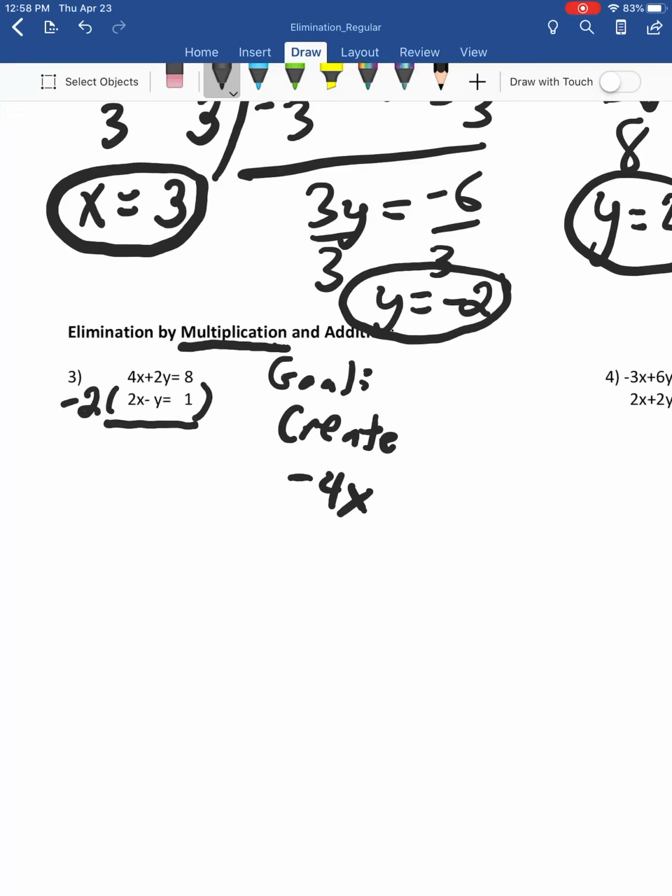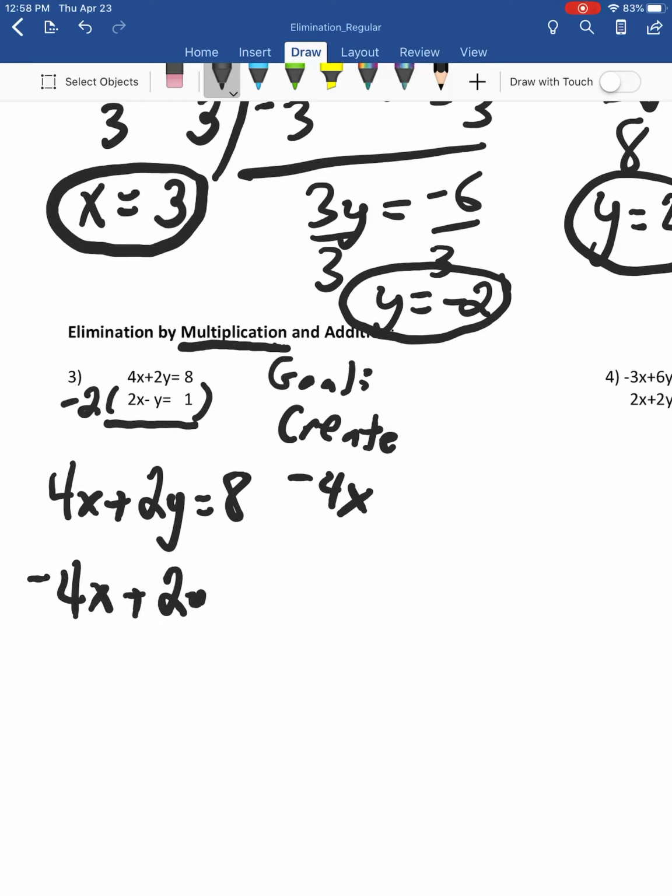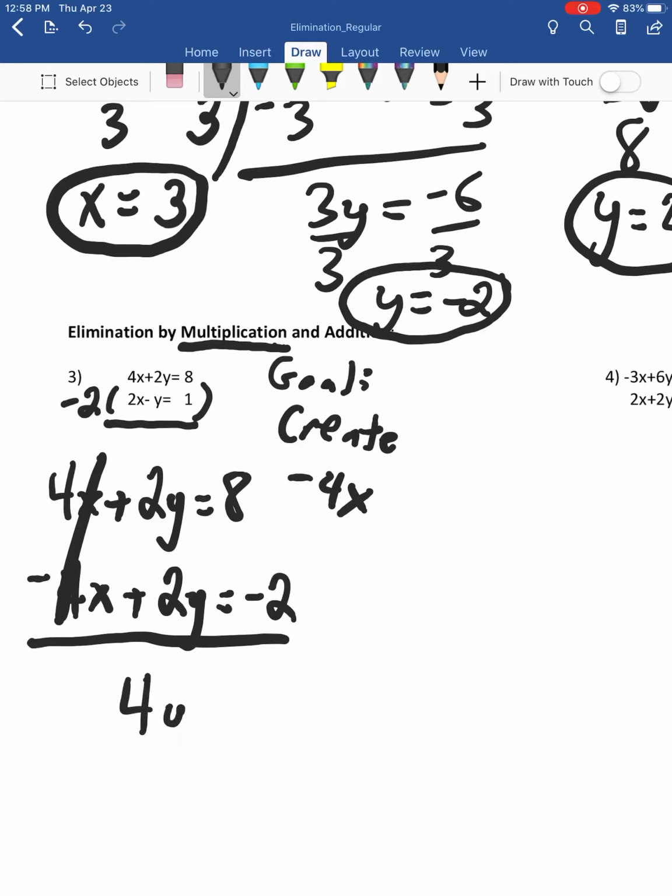All right, so I'm going to put parentheses around the bottom. Let's rewrite. The top did not change, so I'm just going to copy that over here. The new bottom equation, once we distribute negative 2 to everything, is negative 4x plus 2y equals negative 2. Okay, this eliminates. 4y equals 6.